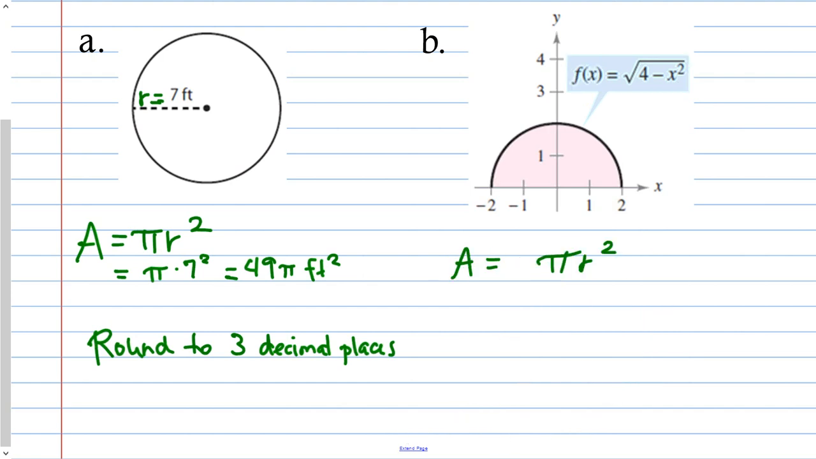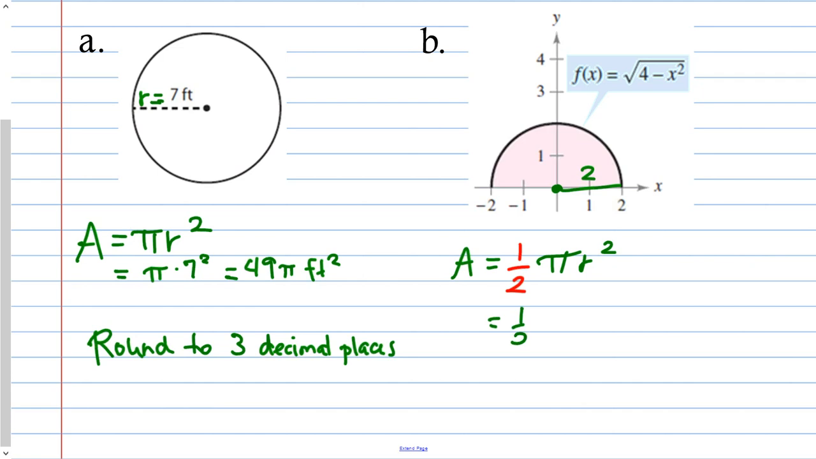Okay, so area is pi r squared, but that's the area formula for an entire circle. We don't have an entire circle, we only have half. So I'm going to make that edit by multiplying this by 1/2. Now you could divide by 2, either or. They both work the same way. And all we need is the radius, and the radius is the measurement from the center of the circle to the edge, and this radius is a 2.